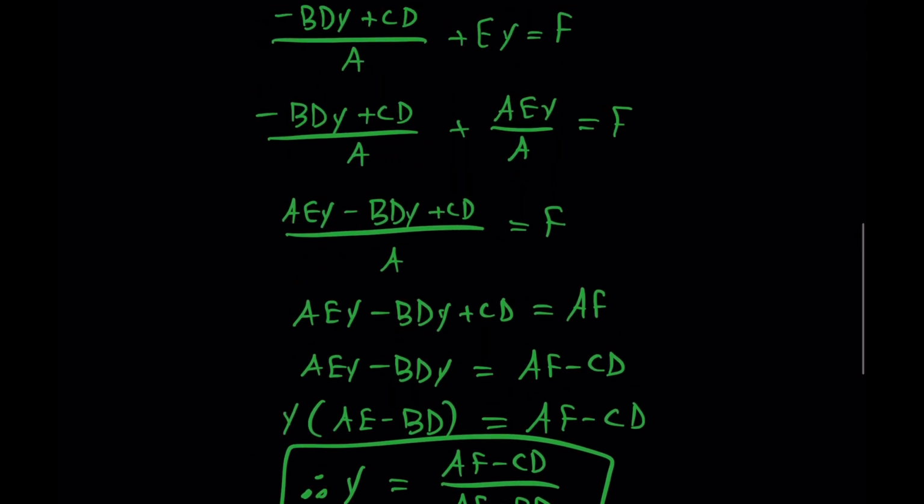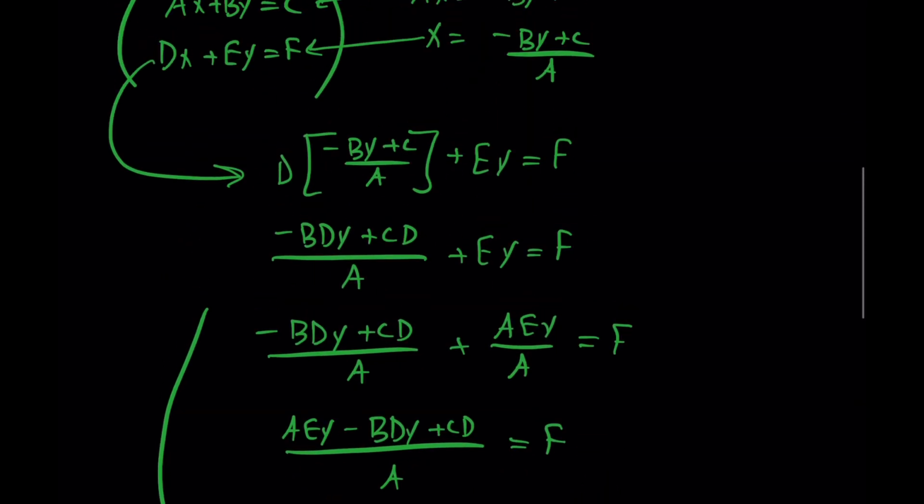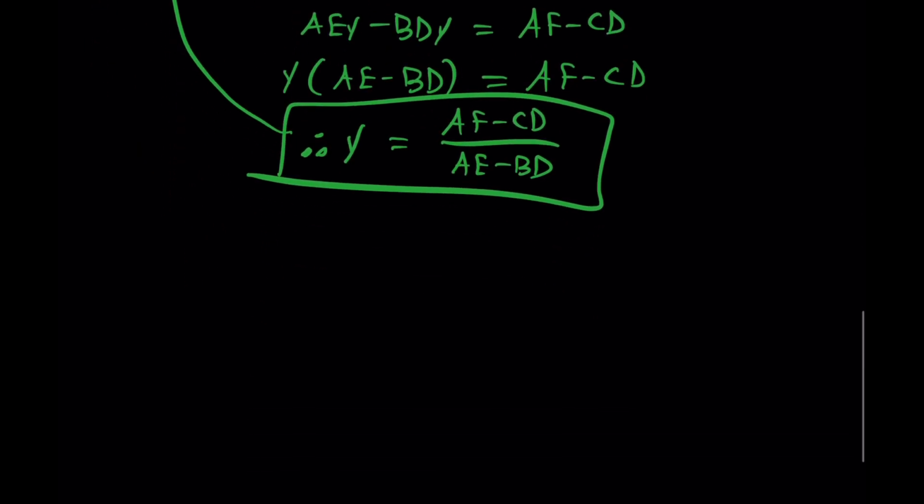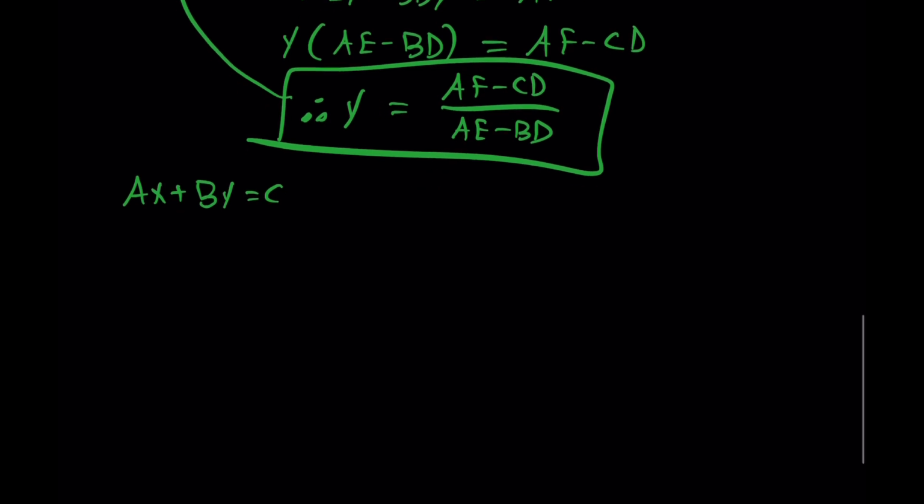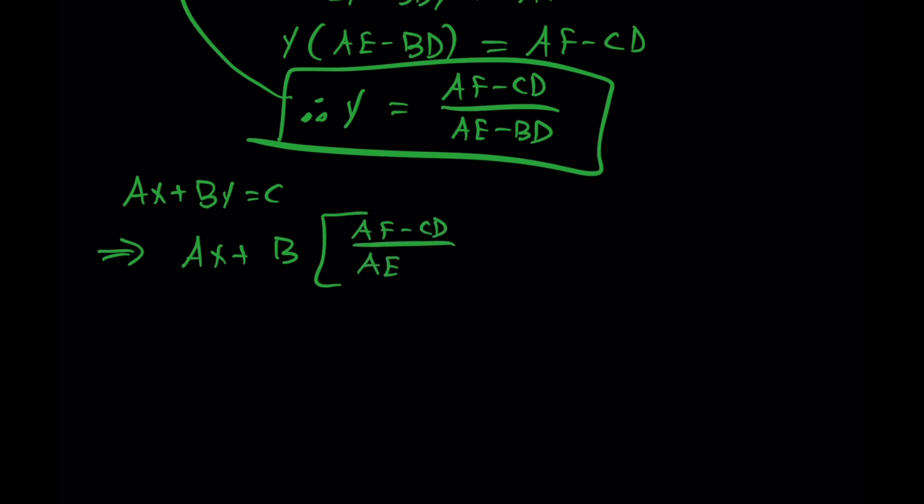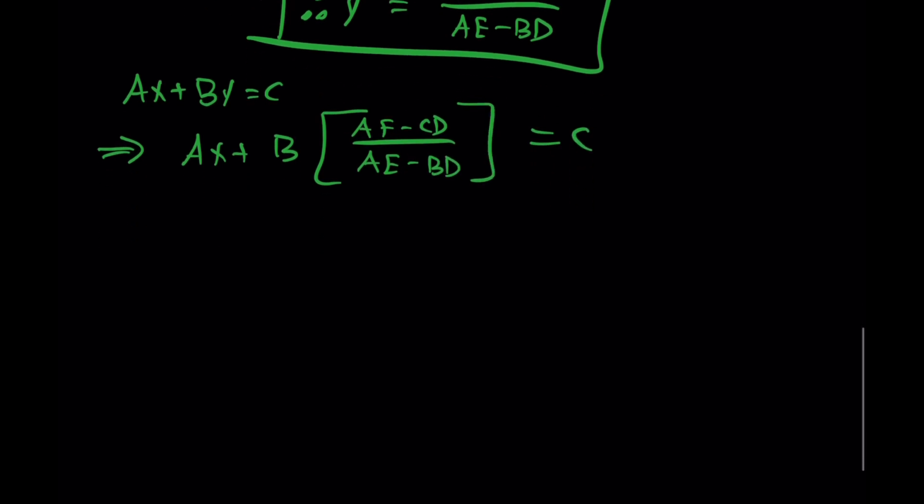So to figure out x, we can just throw that, for example, into the first equation. So we have ax plus by is equal to c. We'll just substitute that y in. So ax plus b times the quantity af minus cd, over ae minus bd, is equal to c. Let's multiply that out. So ax plus, so b times af, that's the same thing as abf.